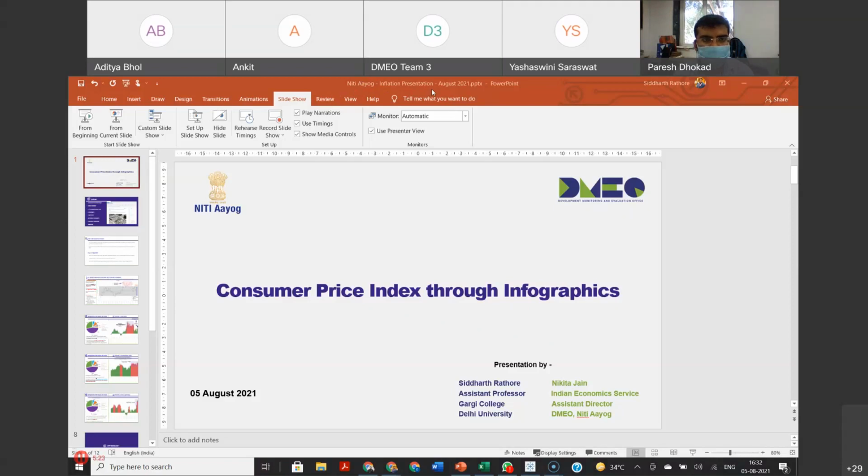Good evening, all. Thank you, Aditya, for the introduction, and thank you, Research and Analysis Wing, for giving us the opportunity to present our thought article. Today we are going to talk about the Consumer Price Index through infographics, and I would like to introduce myself and Siddharth sir as well. I am Nikita Jain. I have recently joined DMEO. I'm from Indian Economic Services and in the vertical 1. Siddharth sir? Just a second.